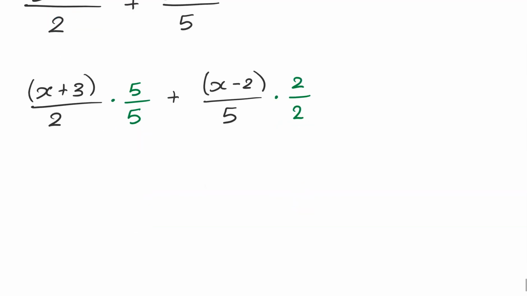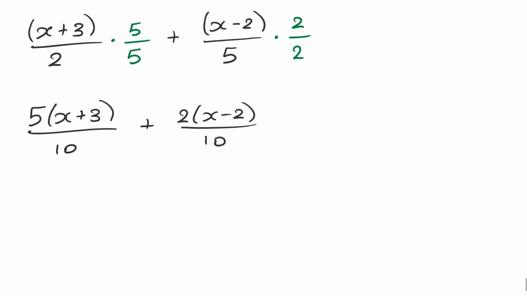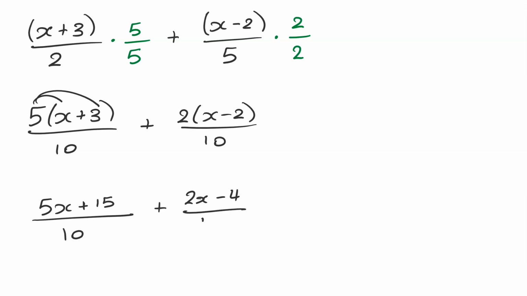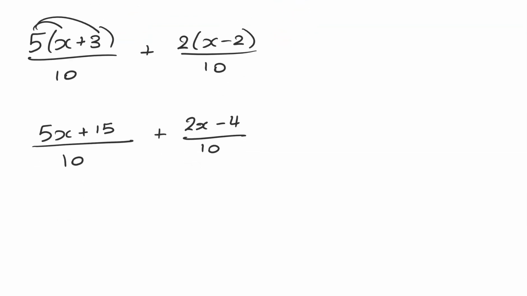And then we simplify it, we will get 5 bracket x plus 3 over 10 plus 2 bracket x minus 2 over 10. All right, and you can expand this out. So if we expand it out, we get 5x plus 15 over 10 plus 2x minus 4 over 10. And if you were to simplify just these as it is, you'll get x plus 3 over 2 plus x minus 2 over 5. But now what we'll do is we want to simplify this, put them under one fraction.